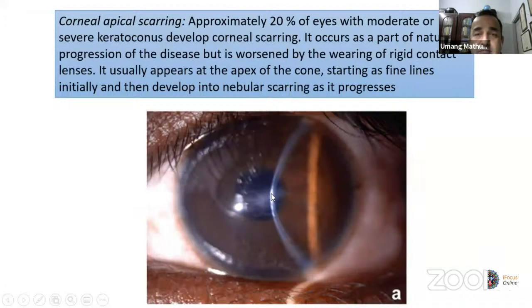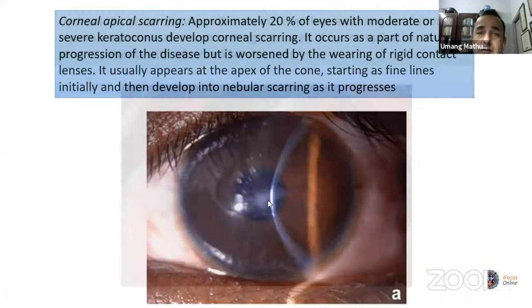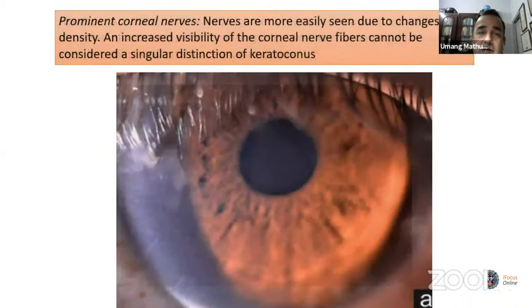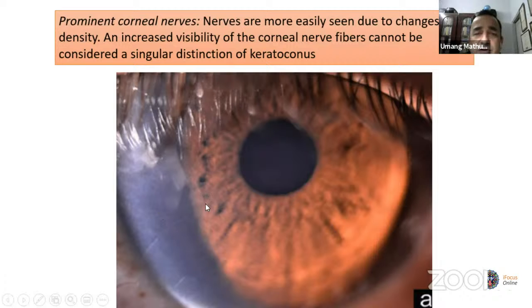Apical scarring is seen in moderate to severe cases, almost 20% of the cases. And sometimes the use of contact lens also increases this apical scarring. This is at the cone. Then in very advanced cases, you may have splitting of the Descemet's membrane, allowing fluid to go in. This is an acute condition called hydrops. You may also have, quite commonly seen, prominent corneal nerves. Probably it's because the collagen is different and makes the nerves visible.